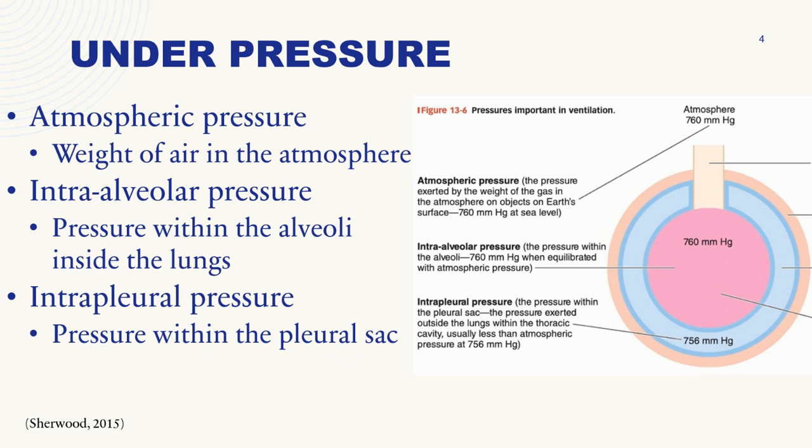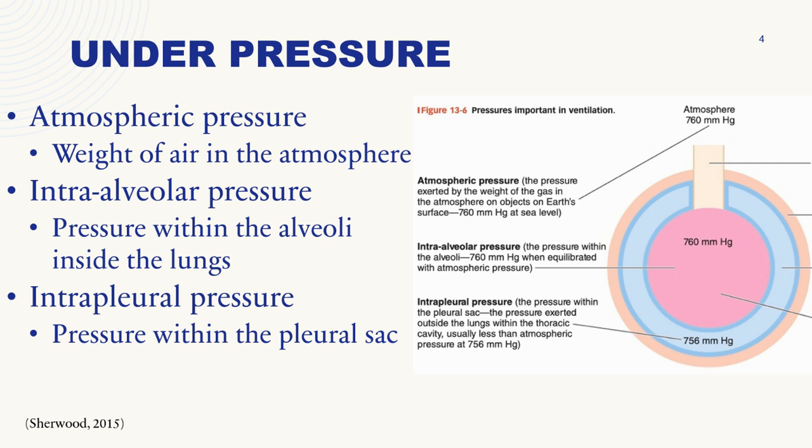Our alveoli connect with the atmosphere through our conducting pathways, so our trachea, the things that bring air into our body. So air will quickly travel down its pressure gradient anytime the intra-alveolar pressure is not the same as the atmospheric pressure, until the two become equal. And that'll make more sense as we get into inhalation and exhalation.